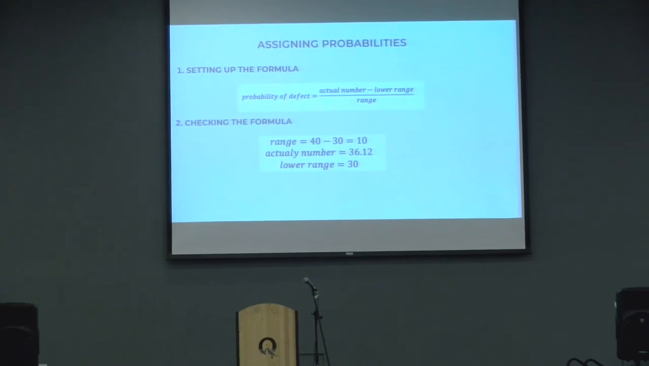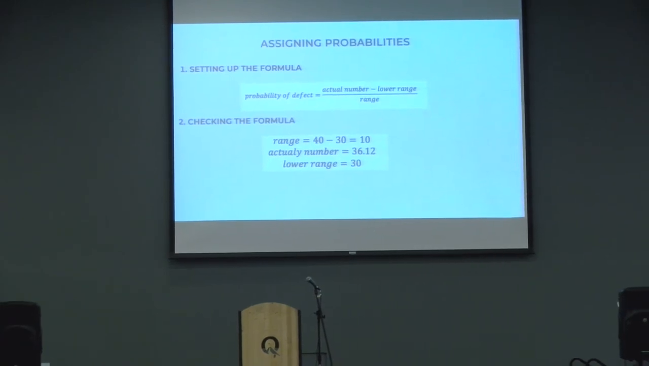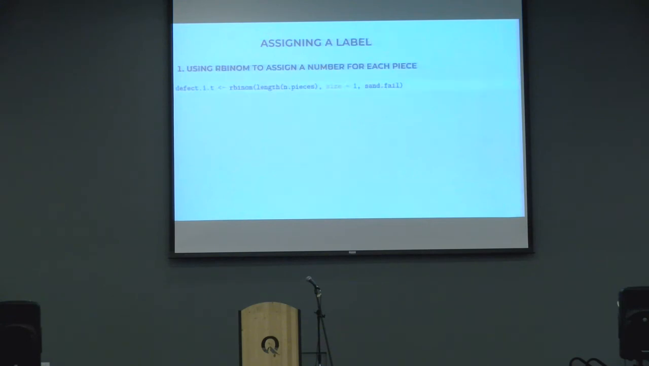By calculating the range and the actual number from the data set before and the lower range, we can plug those values into the formula and get the probability of defect to be 61% when the send is actually 36.12. Now that we know the probability, we can use R to assign a number for each piece.